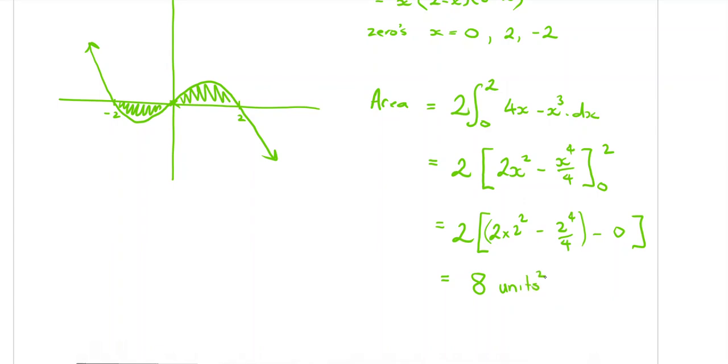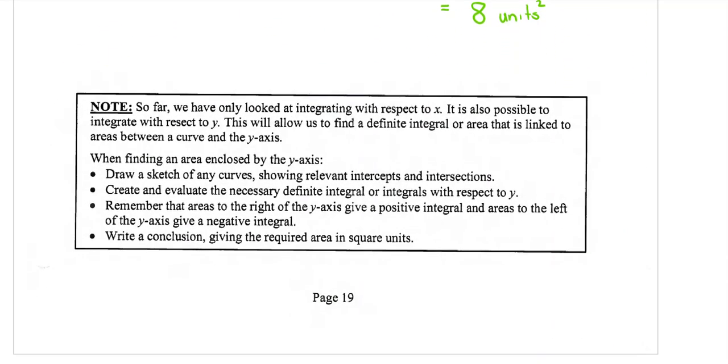All right, the very last thing that we need to think about, there's a little bit of new stuff still here to do. It says note, so far we have only looked at integrating with respect to x. It is also possible to integrate with respect to y. This will allow us to find a definite integral, or the area that is between the curve and the y-axis. So instead of always going from your curve down to the x-axis to find the area, if you're integrating with respect to y, you might have a curve out here and you're going that way to find the area going across to the y-axis instead.